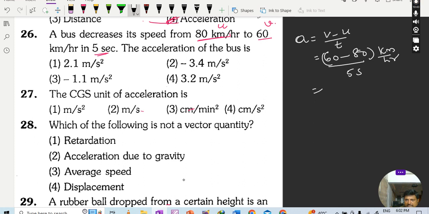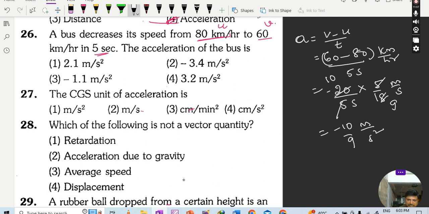So convert kilometer per hour into meter per second. The change is minus 20. Already we know very well, in place of kilometer per hour we can write 5 by 18 meter per second, and this is 5 seconds. So 5 gets cancelled, and my dear children, this is 2 into 5 by 18, that is equal to minus 10 by 9 meter per second square. Minus 10 by 9 means that is 1.1 meter per second square. So for the 26th, option 3 is the right answer.